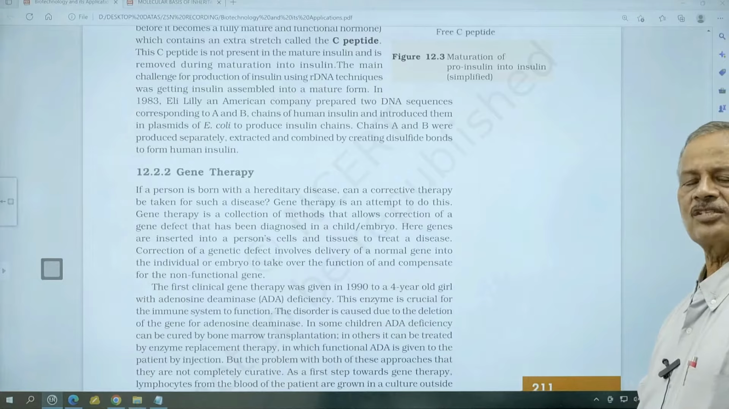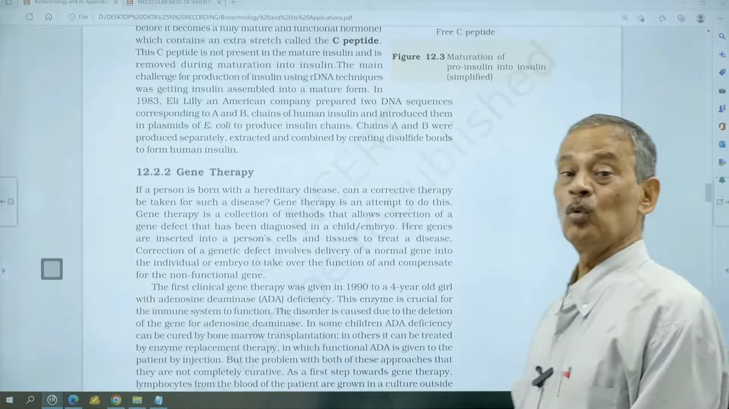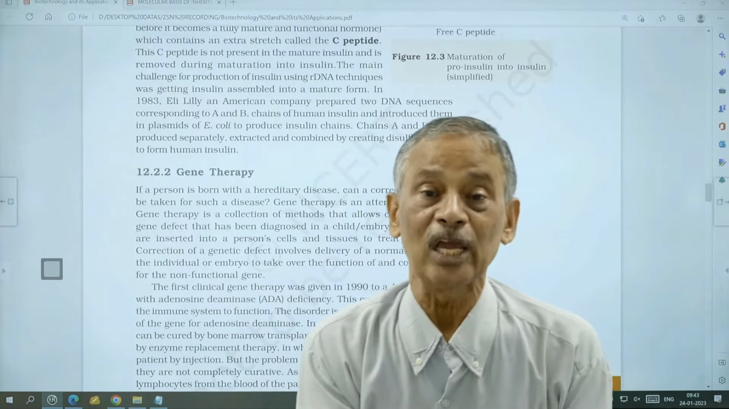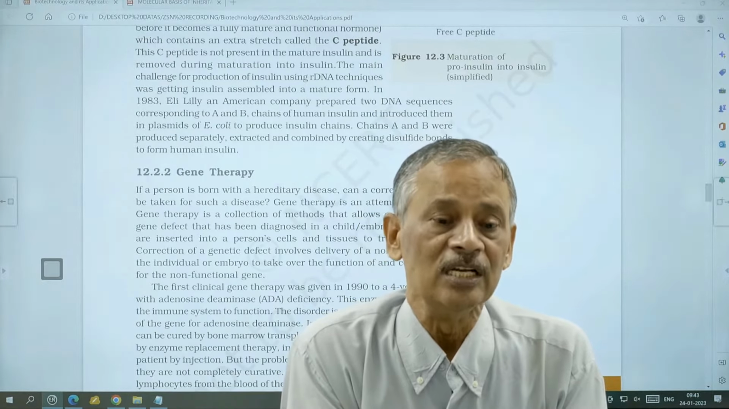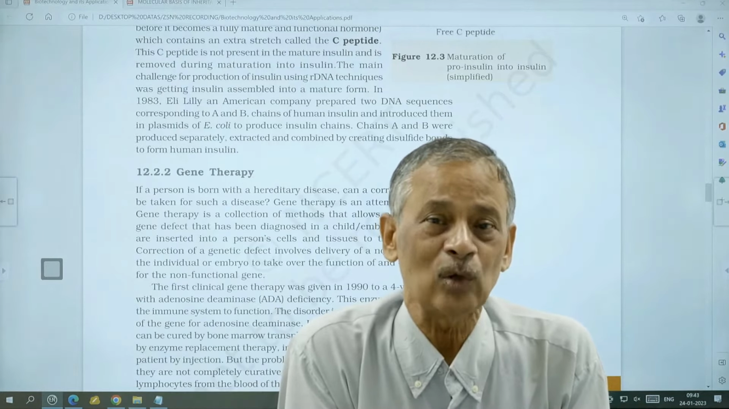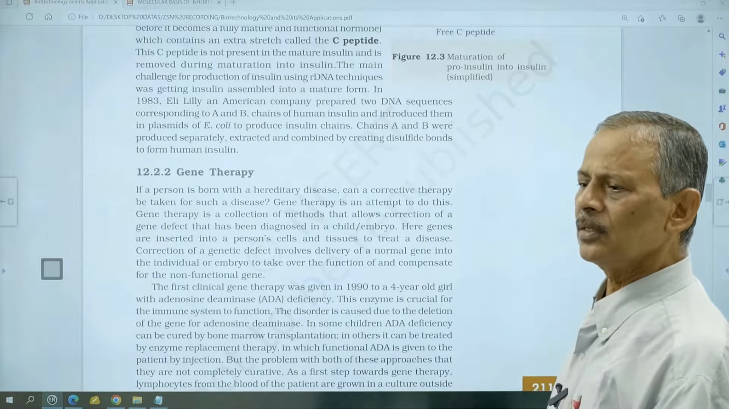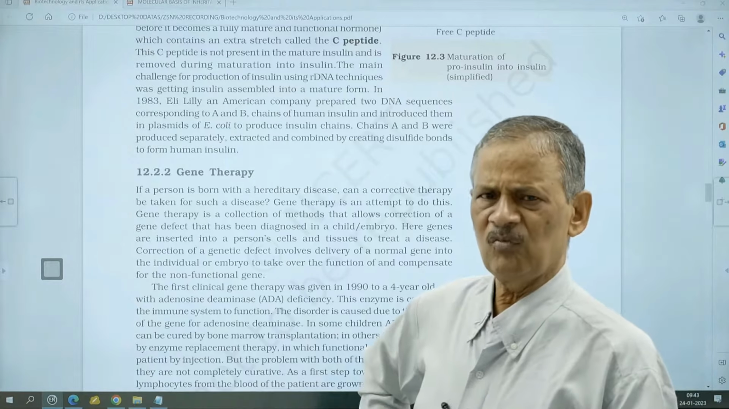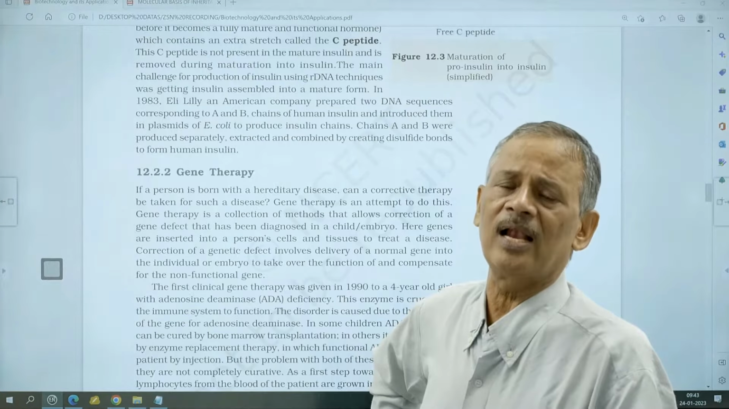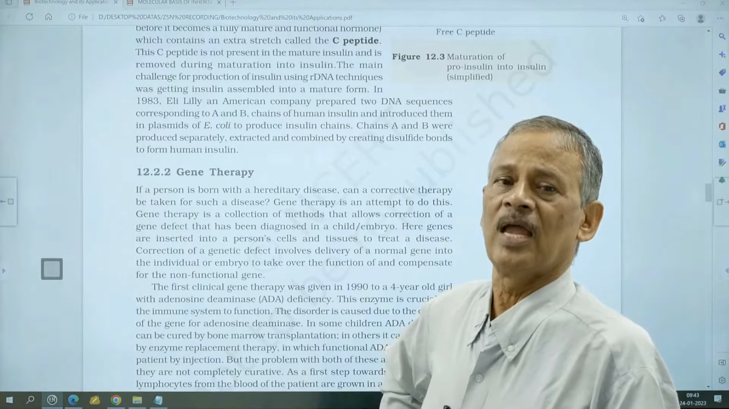Okay, next use of biotechnology is how to replace an abnormal gene with a normal healthy gene. That replacement of abnormal gene with a normal healthy gene is called gene therapy. A lot of people are suffering from a number of genetic diseases, which are all because of gene mutations, and there is no remedy.